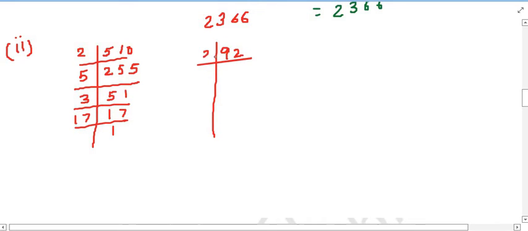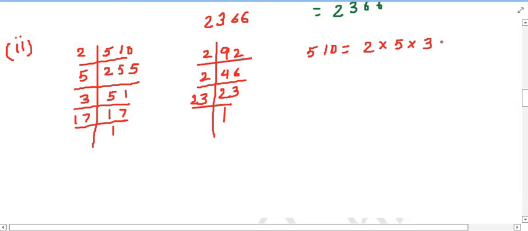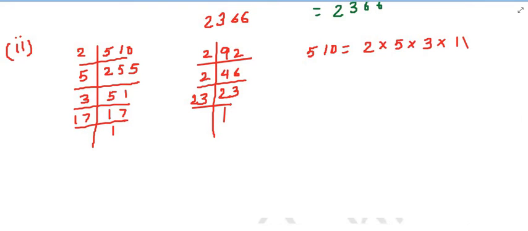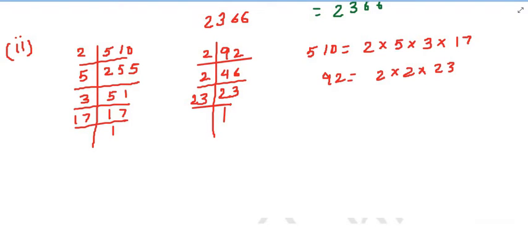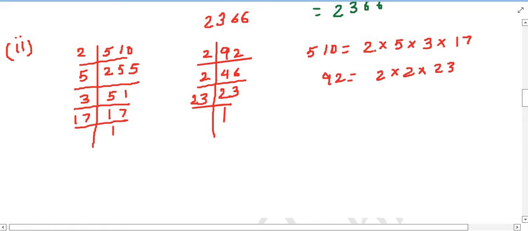For 92, we'll start with 2. It will be 46. Then 2, it will be 23, and 23 is a prime number, so it will be 1. So the prime factors of 510 are 2 times 5 times 3 times 17, then 92 we have 2 times 23. For the HCF, we will make the pair. They both have 2, and this is the only prime factor that is common. So HCF of the given two numbers is 2.